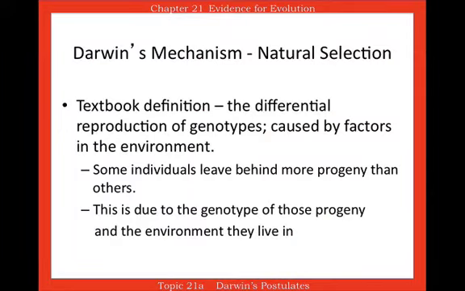Charles Darwin provided an explanation with a mechanism he called natural selection, which is defined as the differential reproduction of genotypes, which is in part caused by factors in the environment. This means that some individuals leave behind more progeny than others, and that this ability is due to the genotype of those progeny and the environment that they live in.